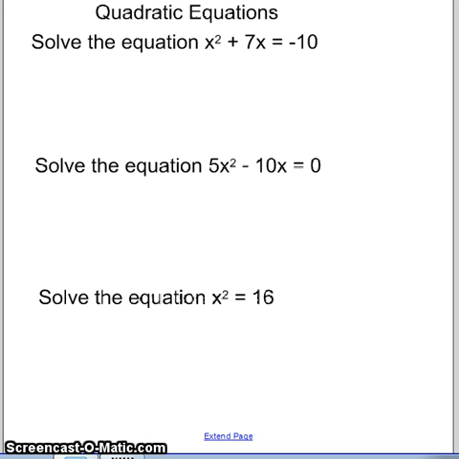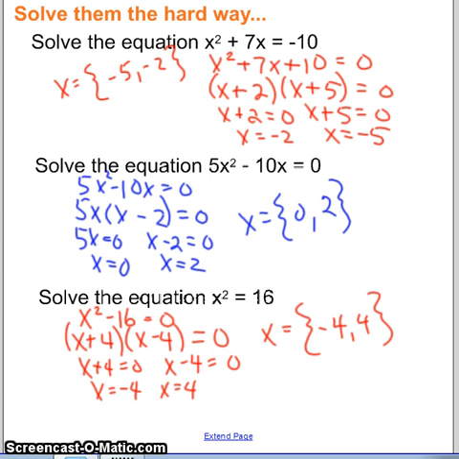All right, I've got some quadratic equations right here, and we could do the same thing. We could solve all of these the hard way. You should have already seen the section on polynomials where you learned how to factor. We've got all 3 types of factoring here. We've got a trinomial, we've got a greatest common factor, and we've got the difference of 2 squares. And I've mapped out how we solve each of those equations by factoring.